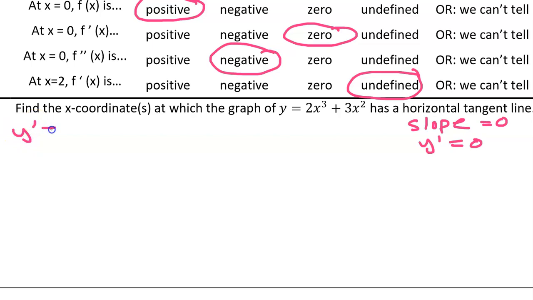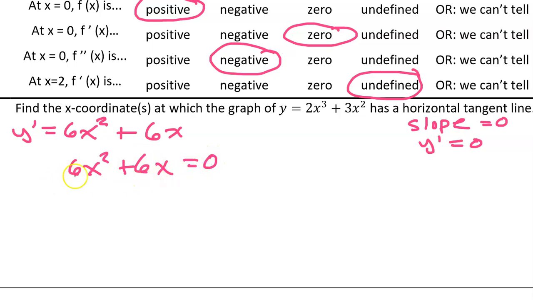Finding the derivative is easy. We will use the power rule. 3 times 2 is 6. Reduce the power by 1. Power rule again. 2 times 3 is 6. Reduce the power by 1. There's your derivative. So now we're going to set this equal to 0. So we get 6x squared plus 6x is equal to 0.